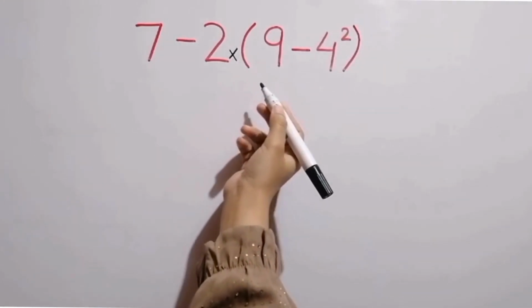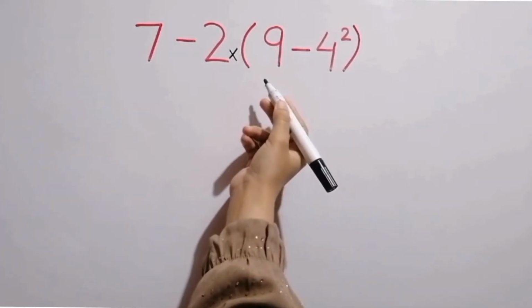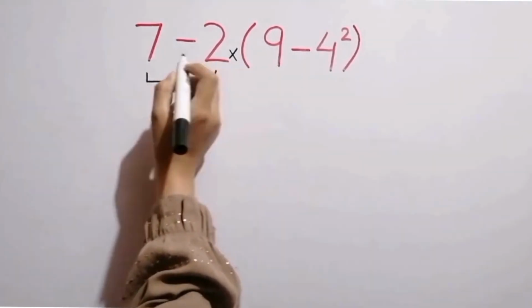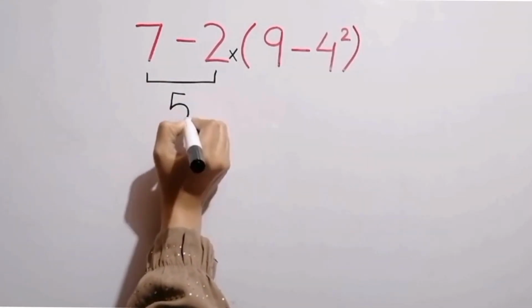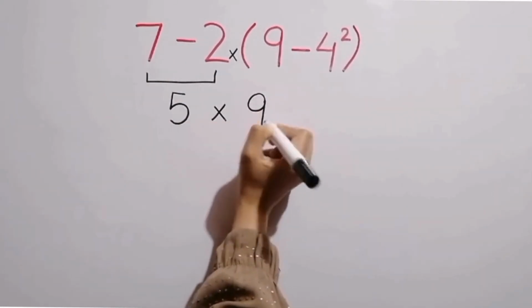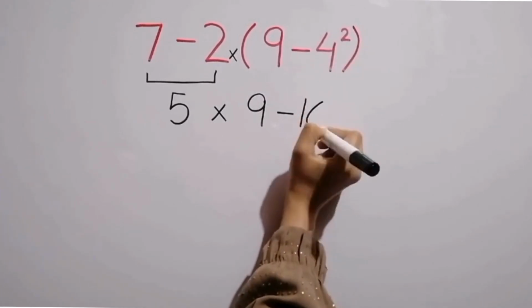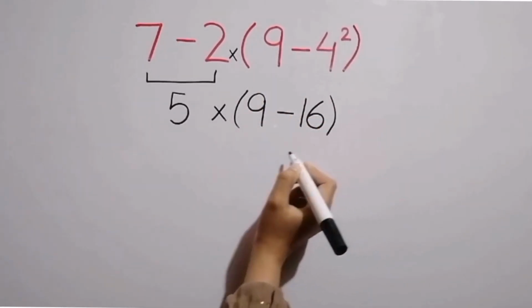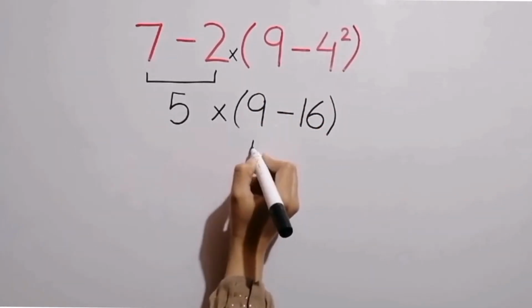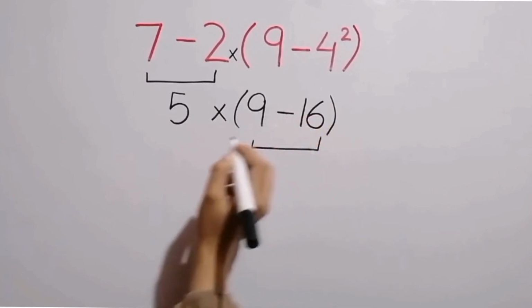To solve this question, many people first go straight to the subtraction between 7 and 2. 7 minus 2 equals 5. Then times 9 minus 4 times 4 equals 16 inside the parentheses. After that, they simplify the parenthesis and do subtraction between 9 and 16.